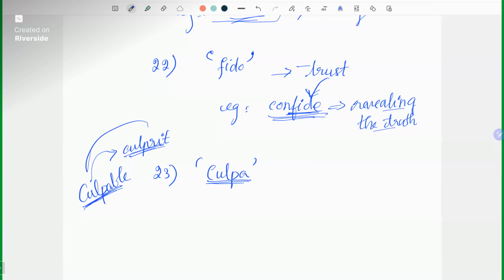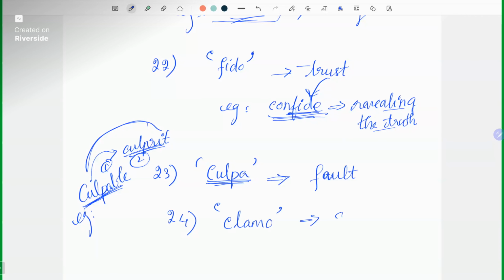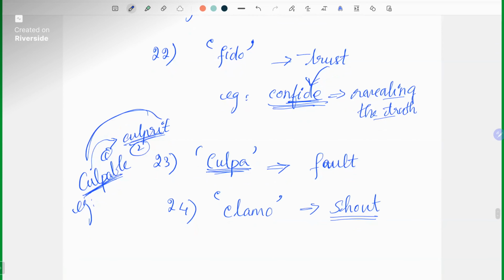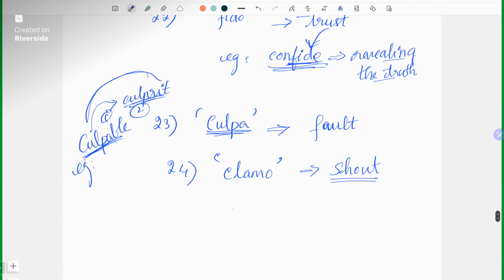The root word for both of these is this, which means fault, mistake. The examples are these two. And then the root word is clamor, which means shout, noise. That is the meaning. Clamor.